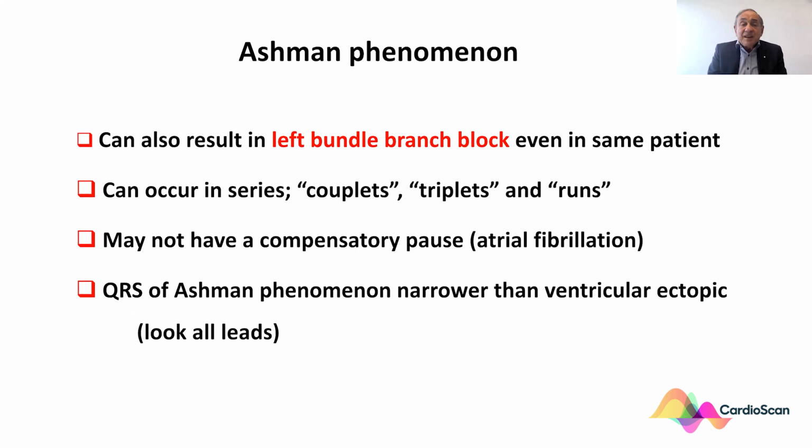The Ashman phenomenon can also result in left bundle branch block, even in the same patient. It can occur in series, such as with ectopics, couplets and triplets, or in runs with atrial fibrillation or other atrial tachyarrhythmias. It may not have a compensatory pause because of atrial fibrillation with a rapid ventricular response. The QRS of Ashman phenomenon can be narrower than a ventricular ectopic in, say, V6. So it's important to look at all these.